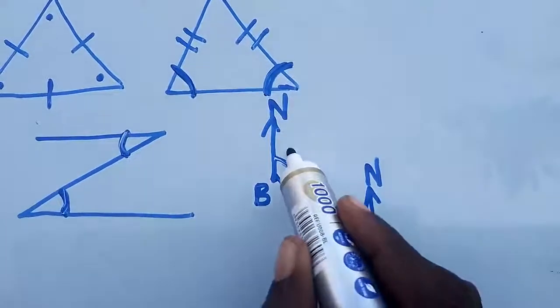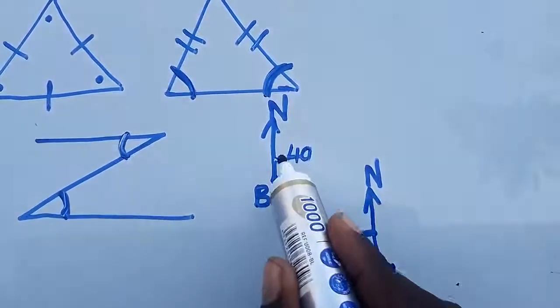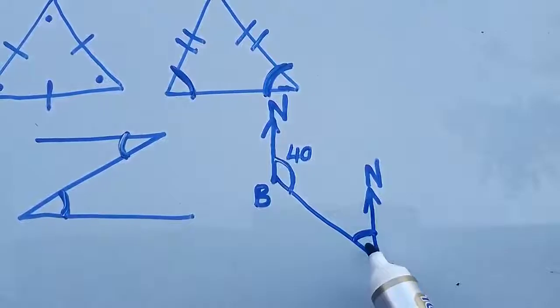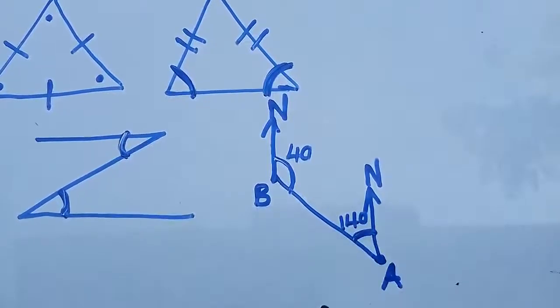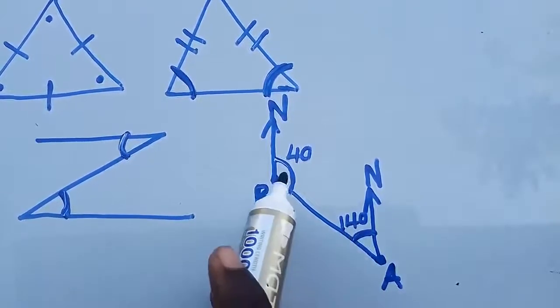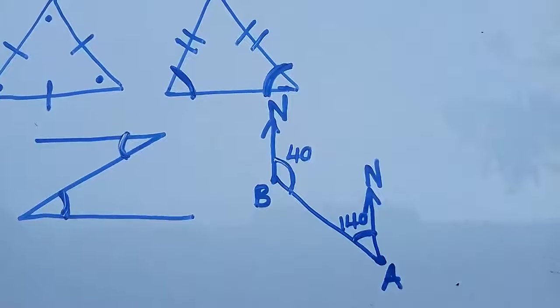Meaning that if you are given that the angle there is 40, then the angle there, since this one and that one should add up to 180, is 140. Such that if you add this one and that one, you should get 180. This is another principle that you need to know.